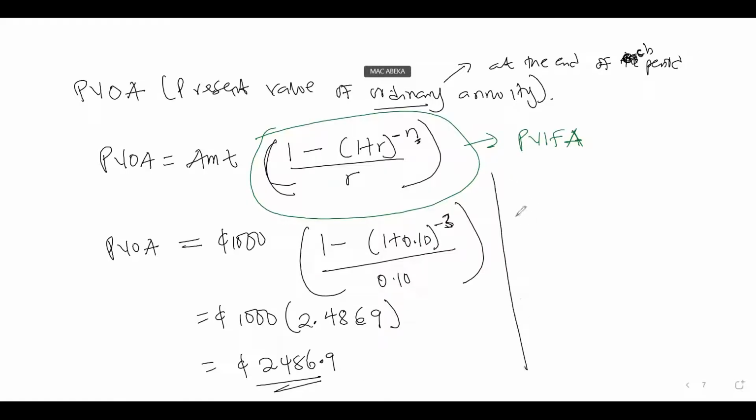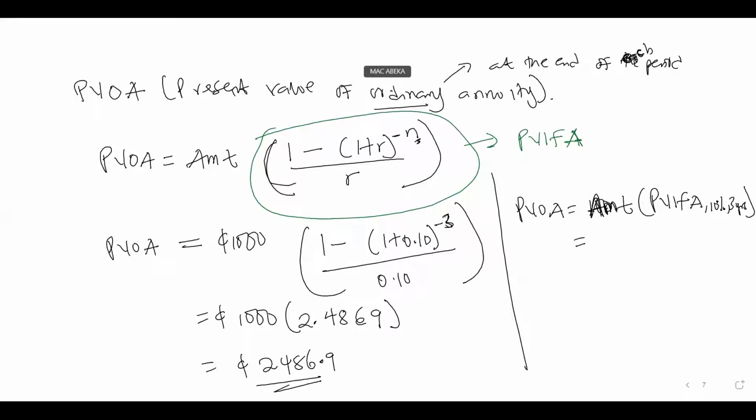Now, those of you who want to go with the table, you could have just written present value of ordinary annuity is equal to 1,000, or the amount, AMT, times present value interest factor of annuity, then you do comma, 10%, comma, 3 years.